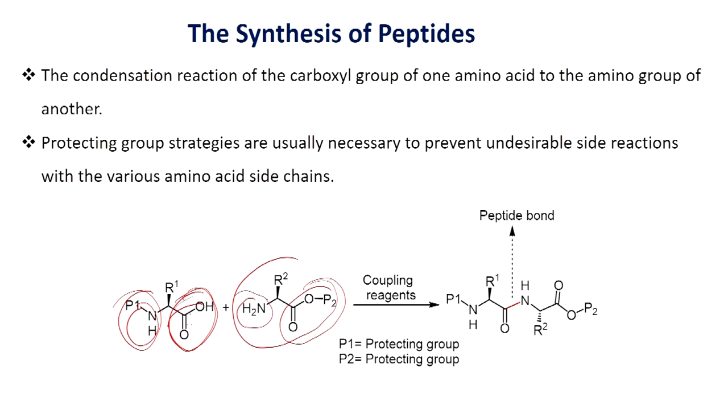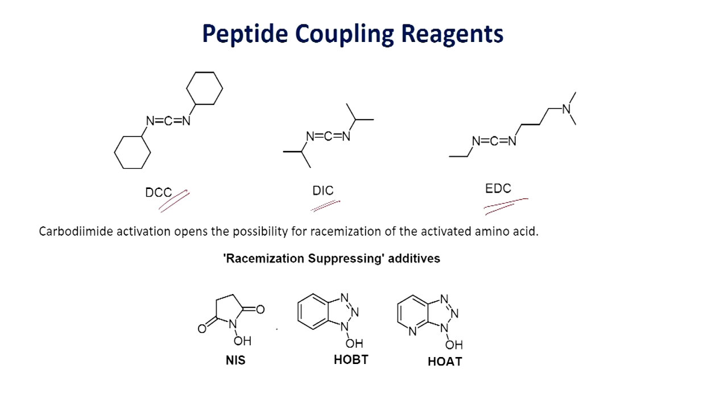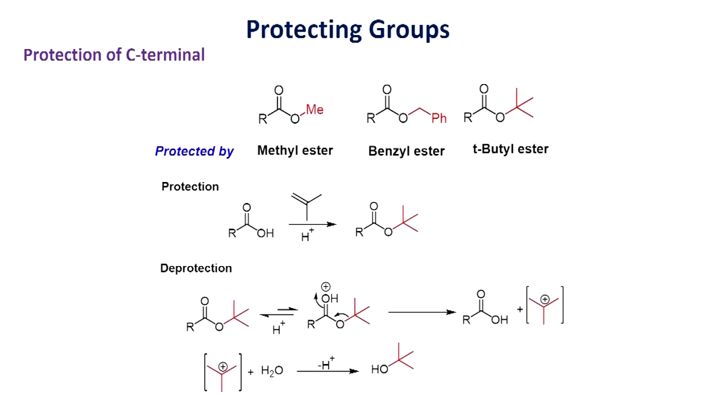These two amino acids can be coupled together using a coupling reagent. You will be able to form a carbon nitrogen bond, an amide bond. So here some of the common coupling reagents are shown. These are the common carbodiimides used for the coupling of amines and carboxylic acids to make the amide bond. And here some examples are shown. Sometimes optically active amino acids undergo racemization. To minimize the racemization, these additives are added during the peptide synthesis.